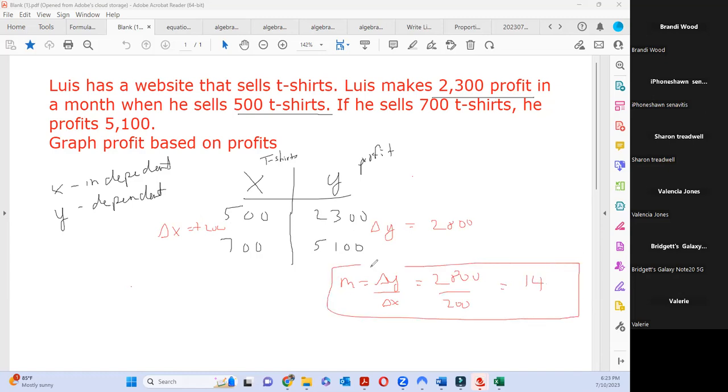So we subtract both sides? No, you're not subtracting. What do I have to do to go from 2,300 to 5,100? I went up 2,800. To go from 500 to 700, I went up 200. Or you can subtract 5,100 minus 2,300, and 700 minus 500.